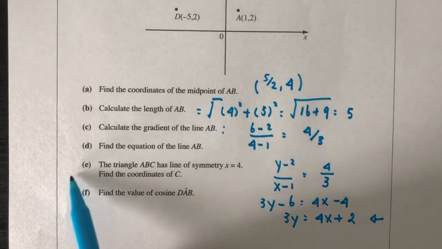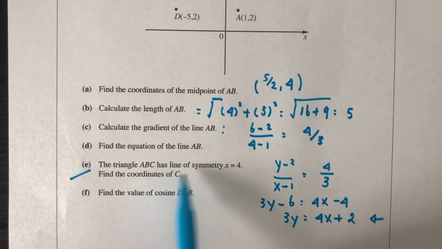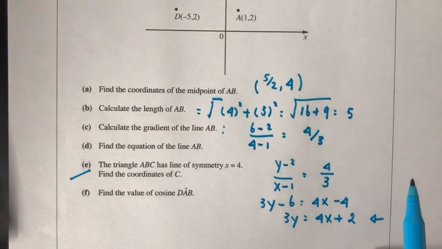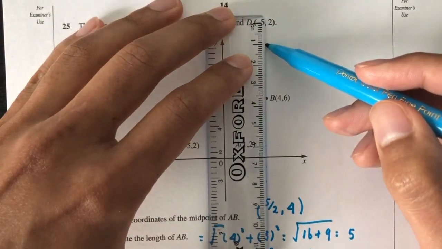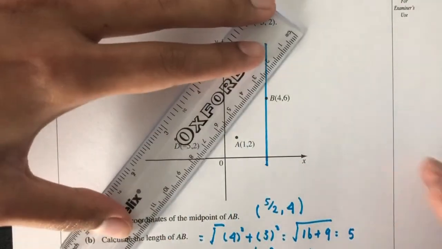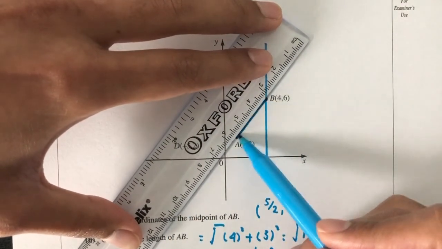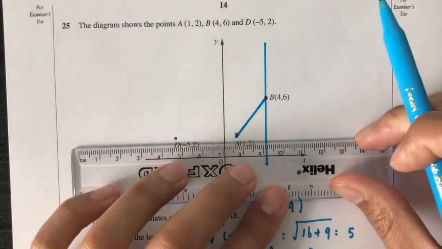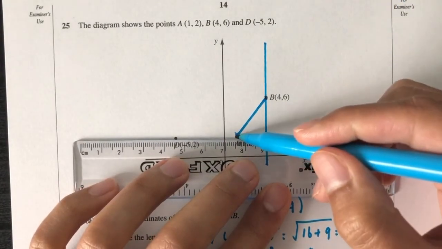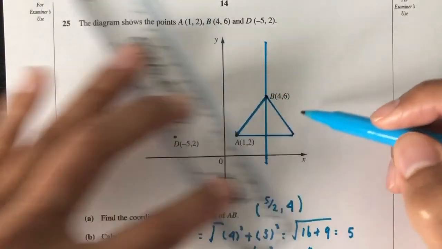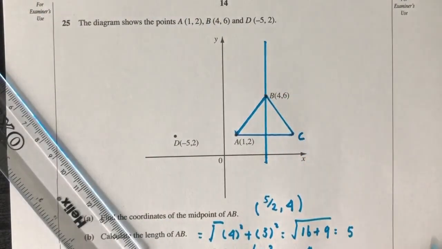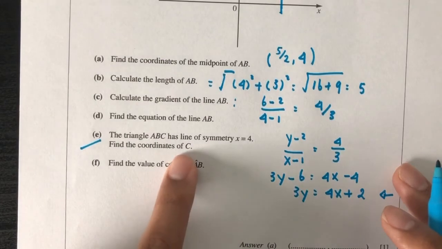So now we have this one. It says the triangle ABC has a line of symmetry at x equal to 4. It means that this is the line of symmetry. For triangle ABC, C will be somewhere over here. Now we have to find the coordinates of C.